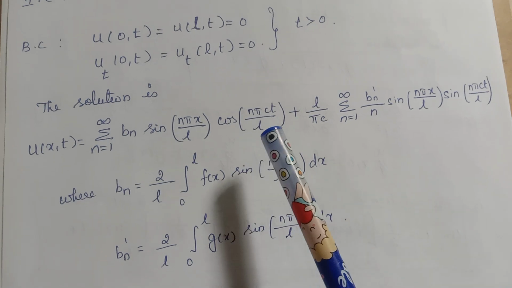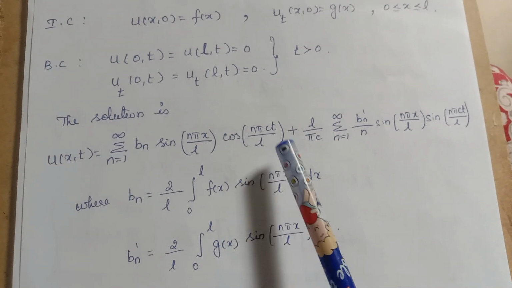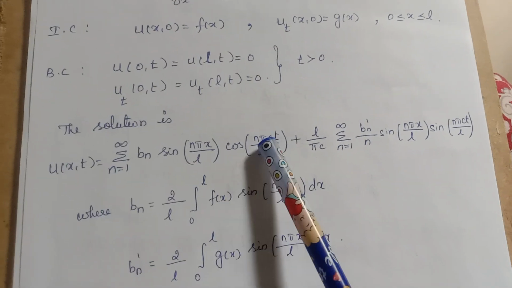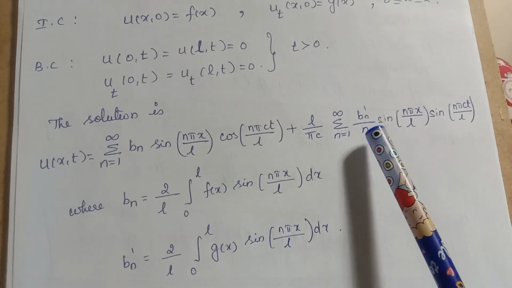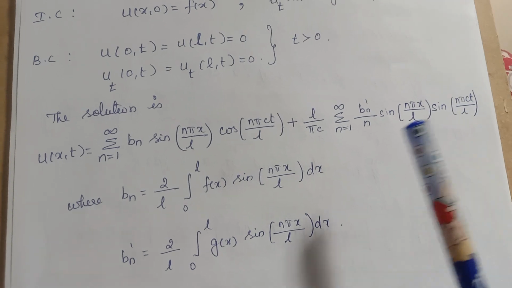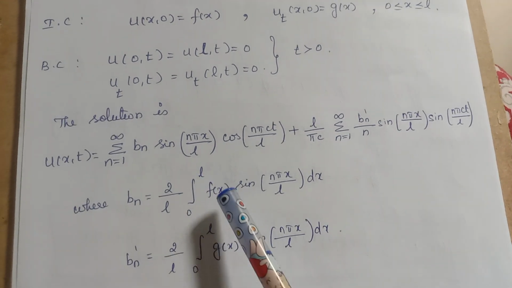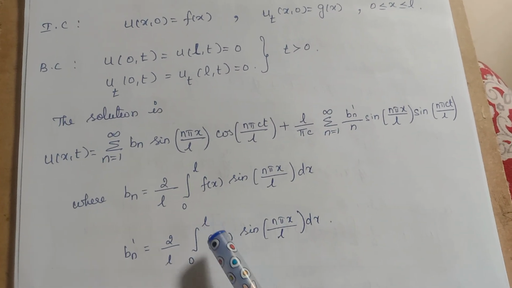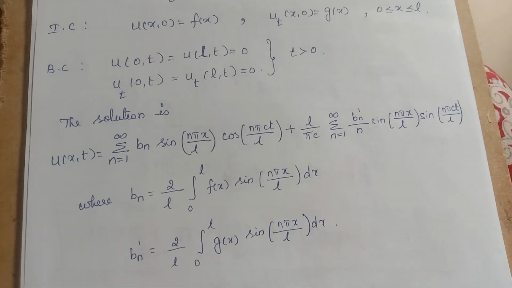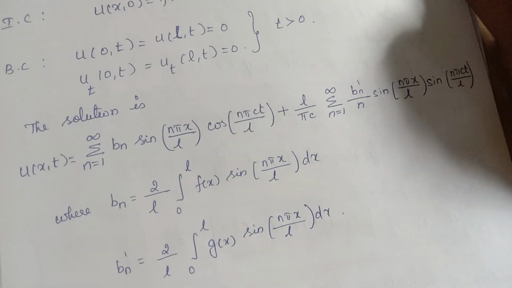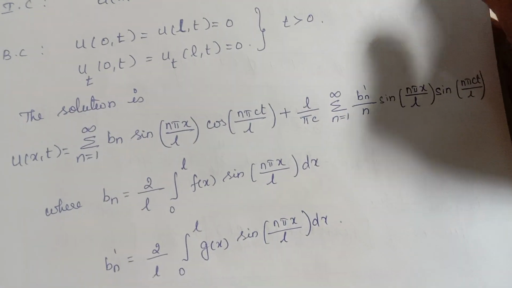Just remember this solution, you may get a question regarding it. It is the summation of b_n sin(nπx/L) cos(nπct/L) plus L/(πc) times the summation of b_n'/n sin(nπx/L) sin(nπct/L), where b_n is given by 2/L times the integral from 0 to L of f(x) sin(nπx/L) dx, and b_n' is given by 2/L times the integral from 0 to L of g(x) sin(nπx/L) dx. For doing some complicated problems in physics and fluid dynamics, we will be using this solution. But for this video, I am not going to make use of this formula. I have just stated what the formula is.